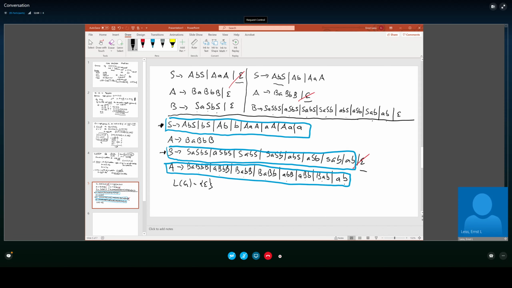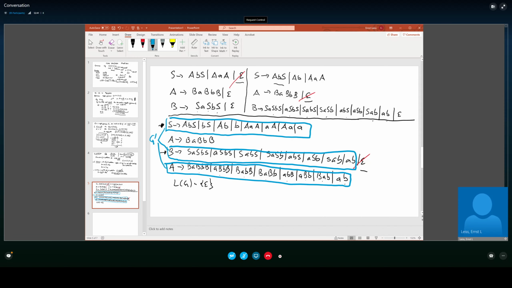except, of course, the S goes to epsilon. So that S goes to epsilon, that can't be done, S being the starting symbol, but everything else can be done. So in this way, we now have, so the blue would be G prime.